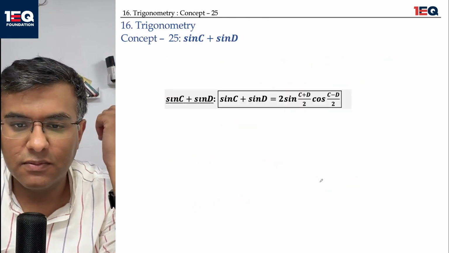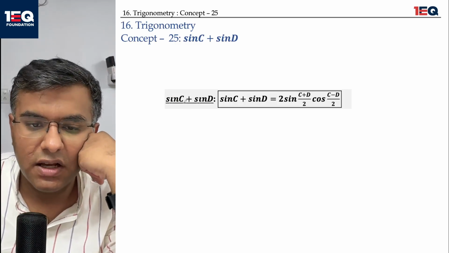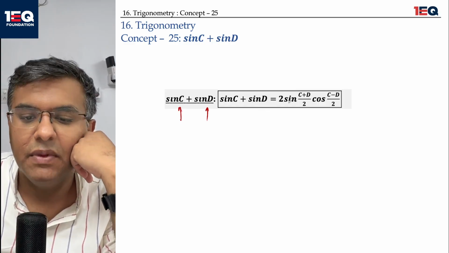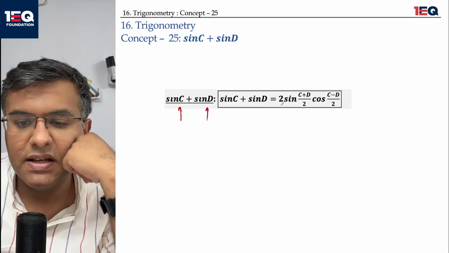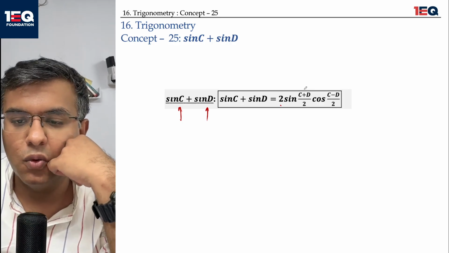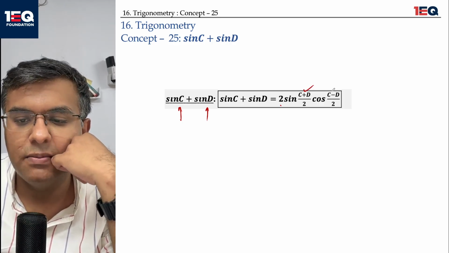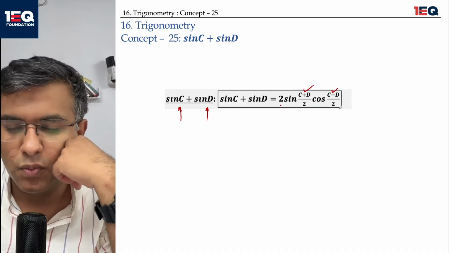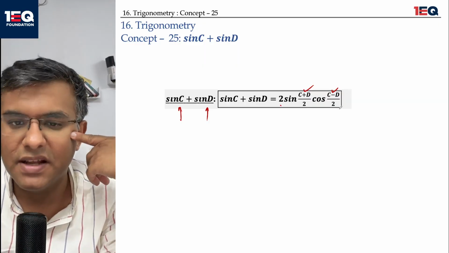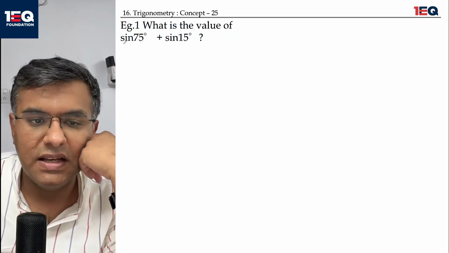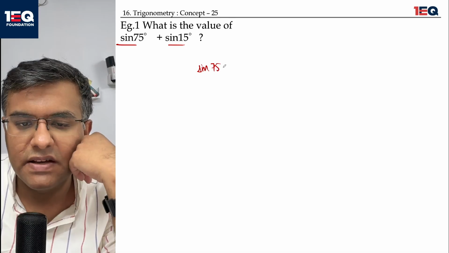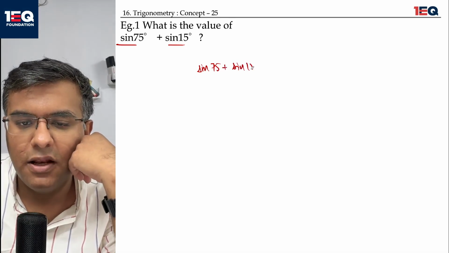Okay, let's move on. Now we have another set of half angle formulas. The formula says that if I have sin C plus sin D, then this can be written as 2 sin (C plus D) by 2 cos (C minus D) by 2. Now you'll see this come in action because we'll be using the same formula in the next question. What does the question say? It says sin 75 plus sin 15.